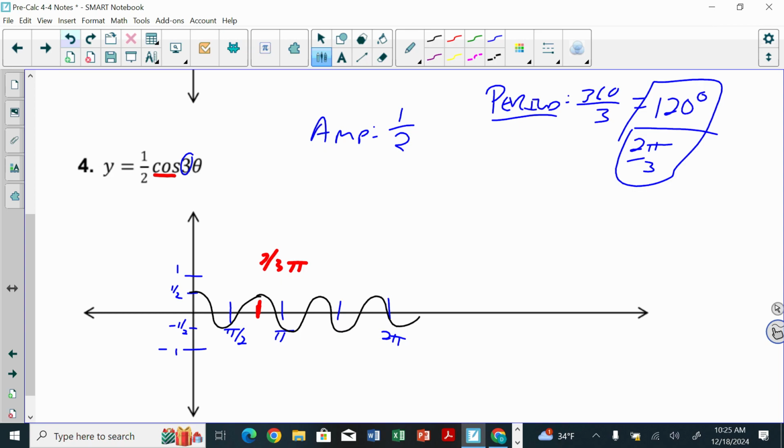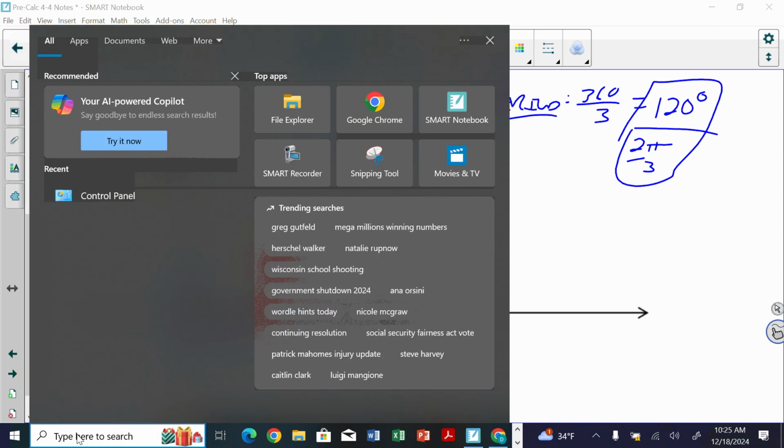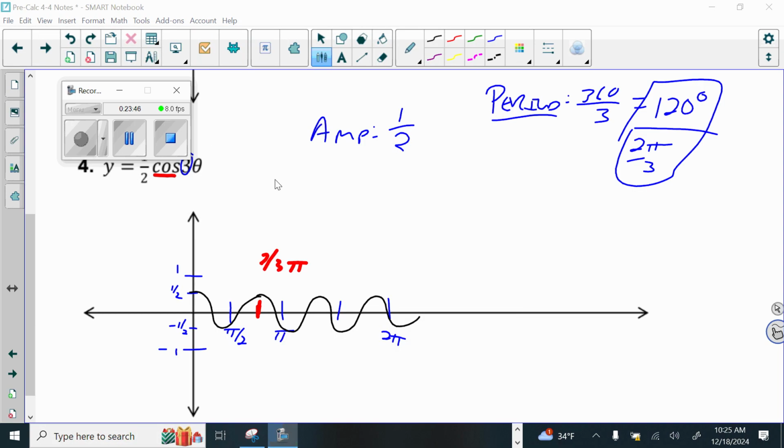Okay, so there's a general idea on how to graph these things using amplitude and period, and we'll do some practicing with it as we go.